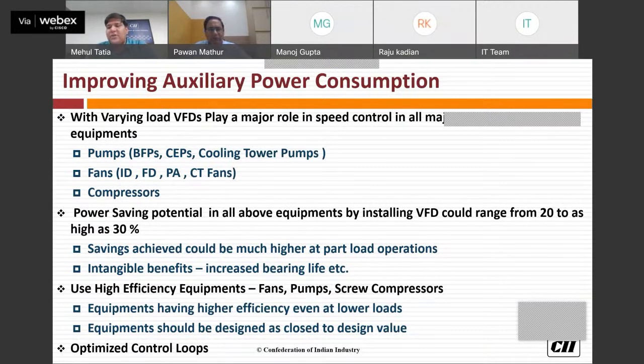The same is the case with your condensate extraction pumps. Instead of giving a discharge pressure command to your CEP, give a direct deaerator level command. Your deaerator level is directly maintained by a CEP VFD. So these are some things which can be done by plants to improve the overall APC.